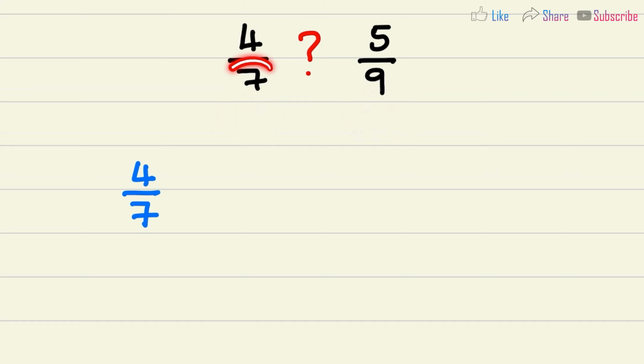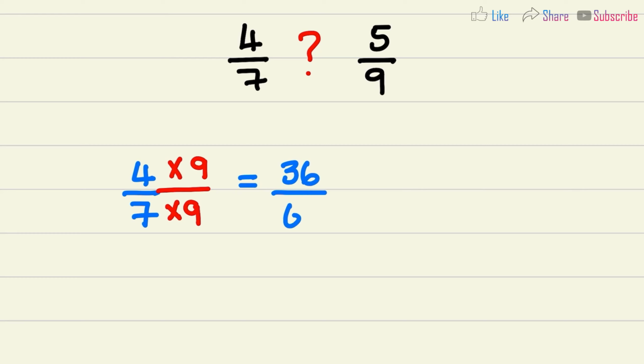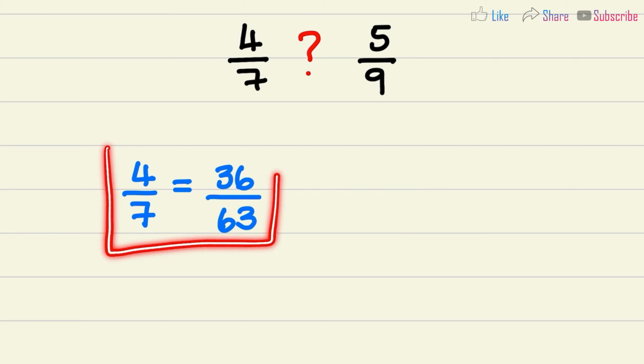To find the same denominator, I can simply multiply 7 with 9. So 7 times 9 in the denominator, and I apply the same calculation in the numerator. So that will be equal to 36/63. So 4/7 is equal to 36/63.